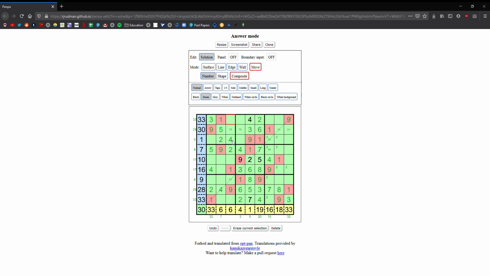So what's left to go into this box? 6, 7 and 8. Just for the sake of reference, I'm going to mark those in, just so that we have them to hand.